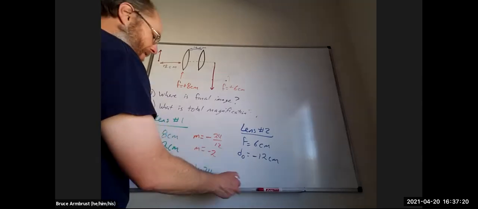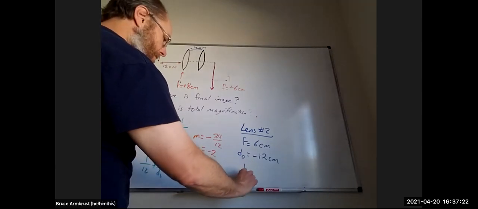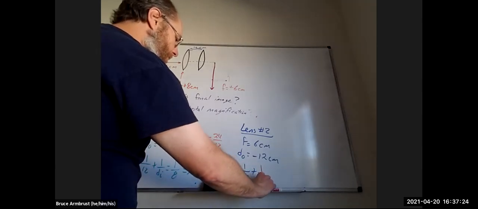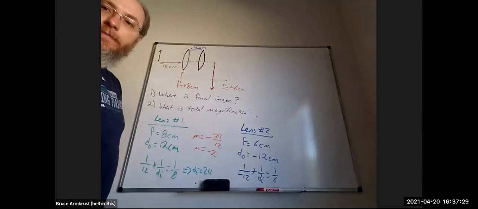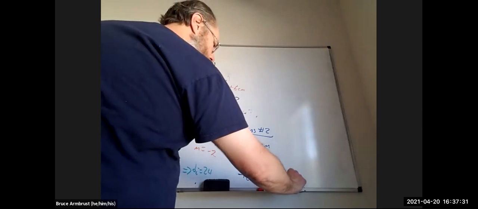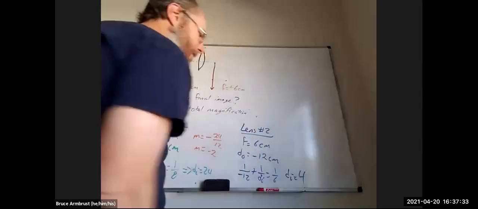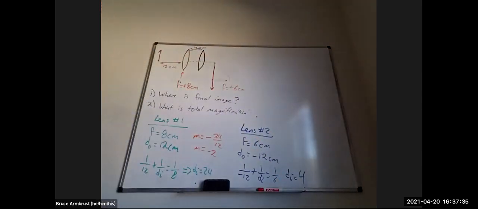But now that we've got that, okay, well, we still use the same formula as before. And you do the calculation on this, you get DI equals 4.